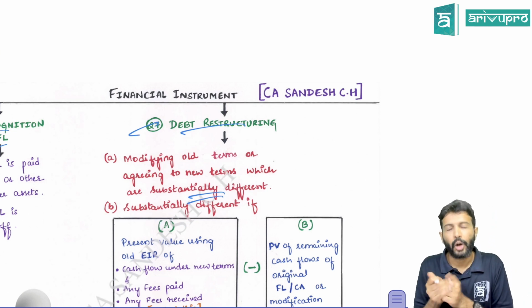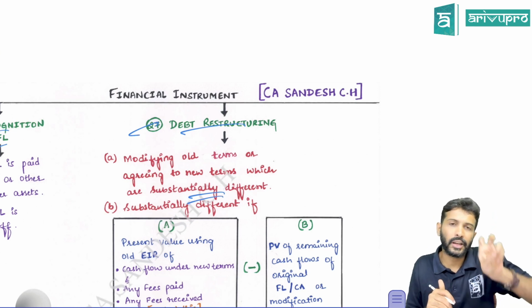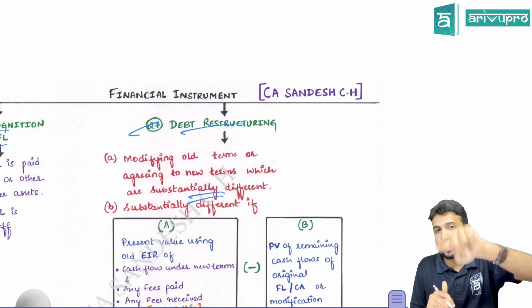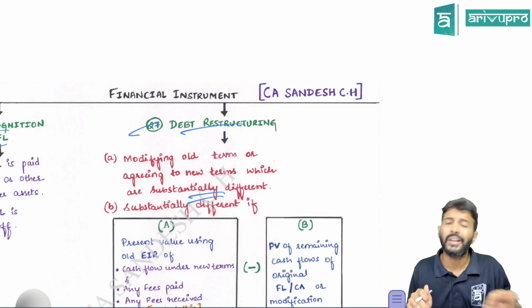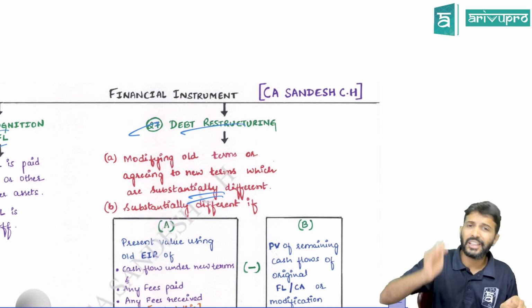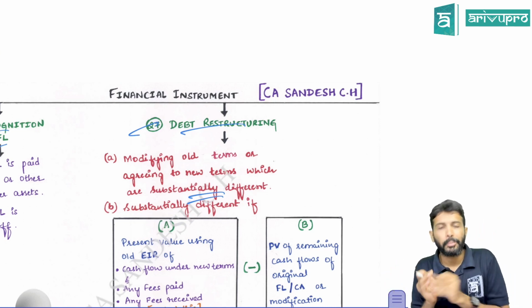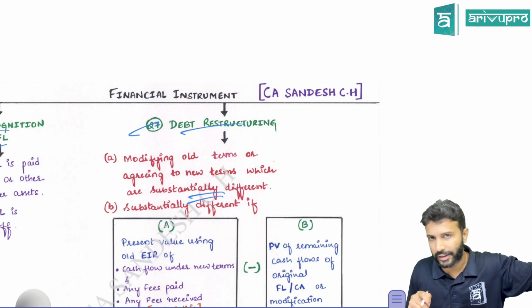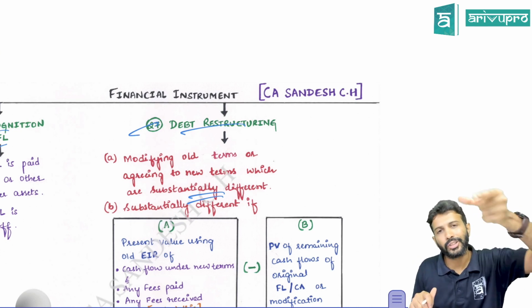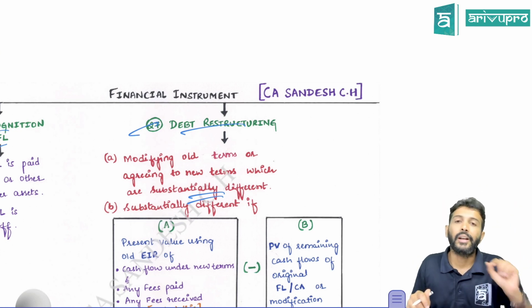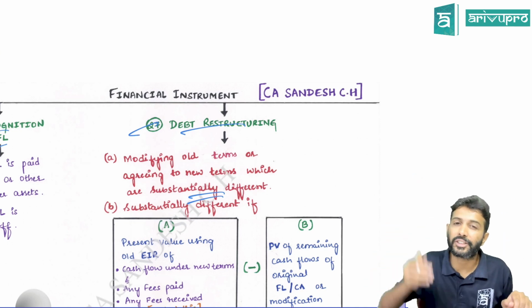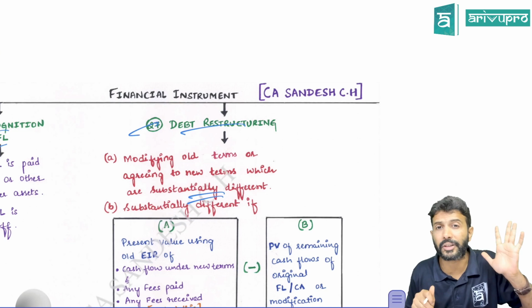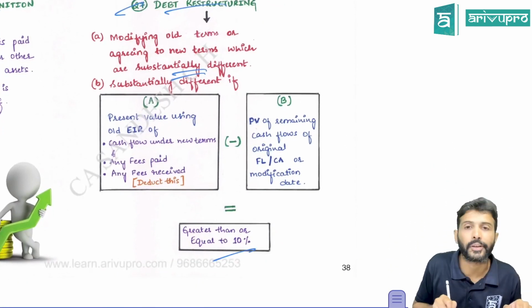First, you need to check that. How do you check whether it is substantially different or not? For that, we need to compare two things. One, the financial liability balance on the modification date or alteration date. Then second, find out the present value of cash flows under the new terms, but discounted at the original effective interest rate. So you'll get a difference. Using the difference amount, find out the difference percentage. If the difference percentage is greater than or equal to 10%, then we say it is substantially different.